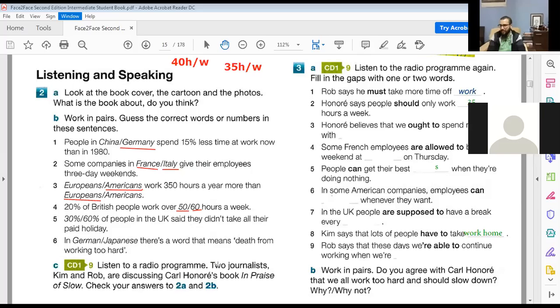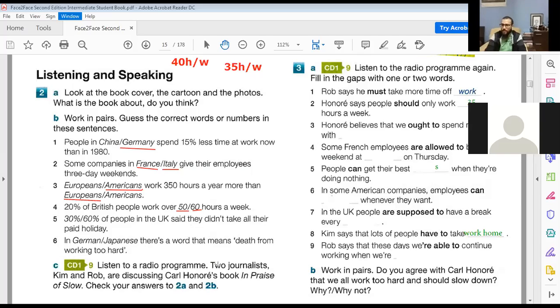All right. Number 5, it says 30% of people in the UK, or 60, we don't know, it might be 30, it might be 60, said they didn't take all their paid holiday. What does paid holiday mean? It means a holiday, عطلة مدفوعة, meaning it's paid. But how long is the paid holiday per year? How many weeks? A month. It's 1 month. It's 4 weeks, yes.